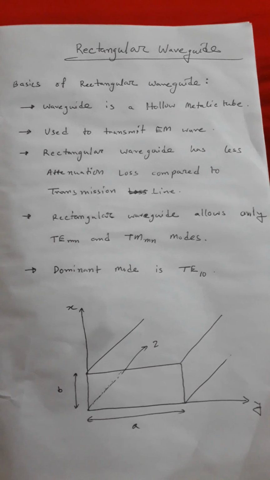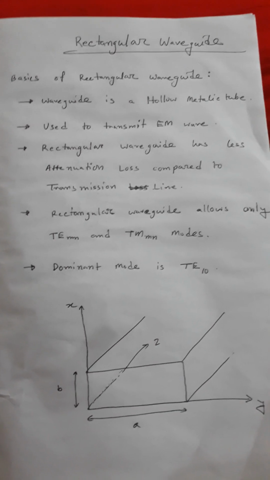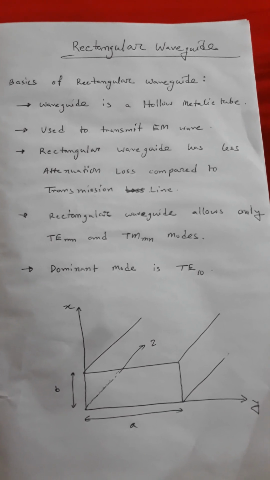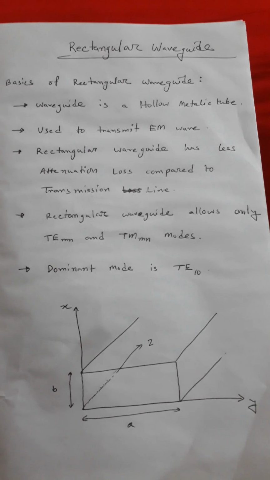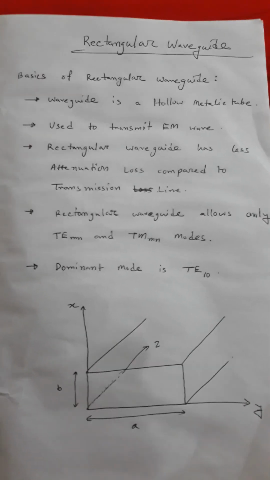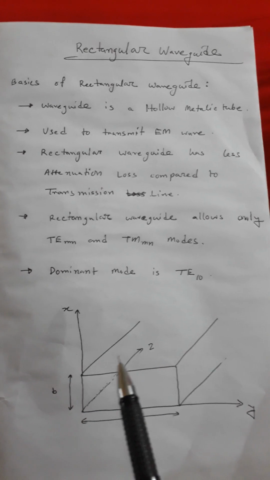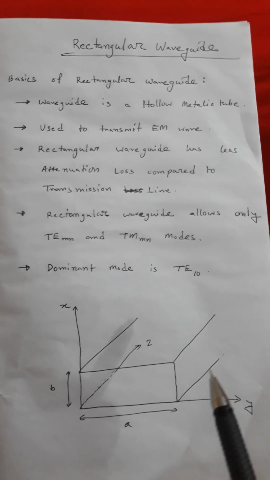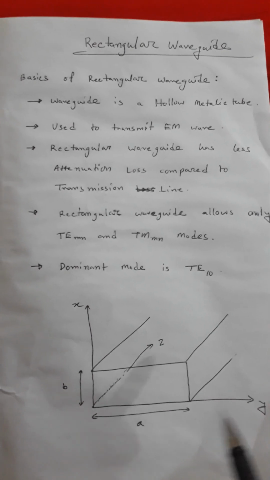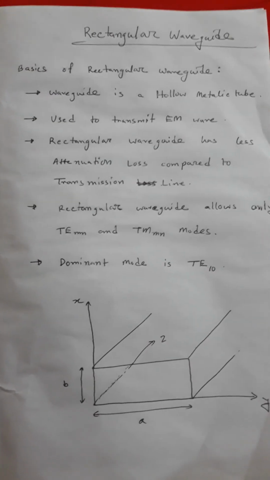In today's video we are going to learn about the rectangular waveguide, and for that we need to start from the basics. So what is a rectangular waveguide? A rectangular waveguide is basically a hollow metallic tube. You can see in this picture it's a hollow metallic tube, and as the front is rectangular, that's why we call it a rectangular waveguide.